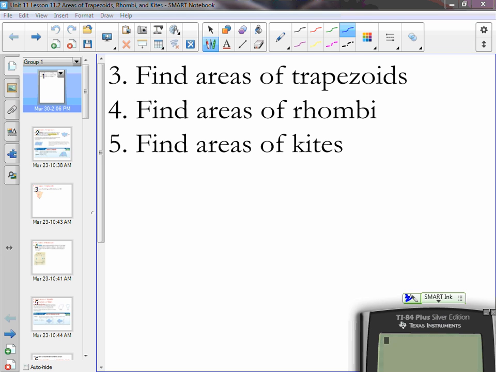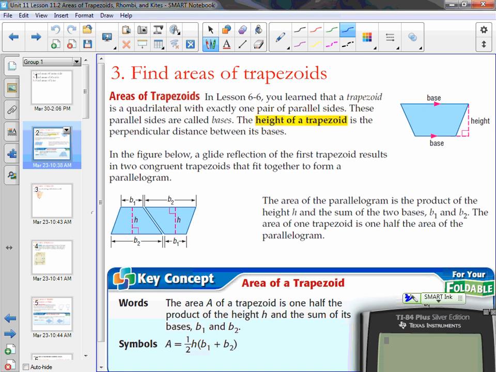On page 773, we have 3 learning targets, because there are 3 different types of polygons we're going to find the areas of. We're going to find the areas of trapezoids and of rhombi or rhombuses and kites. So let's see how this works out.